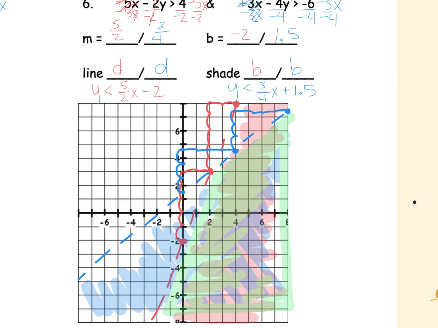Now 0, 0 is not in that space, right? It would only make the blue one true. So you could pick a different coordinate. You could pick 6, 0, and you could plug it in with your calculator.